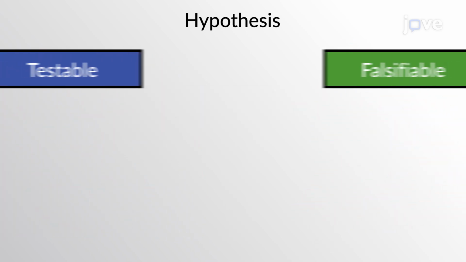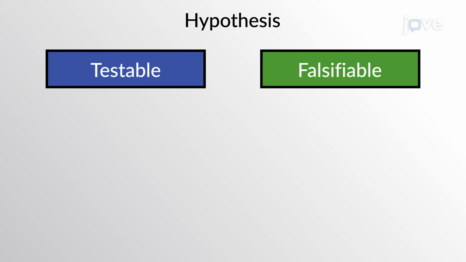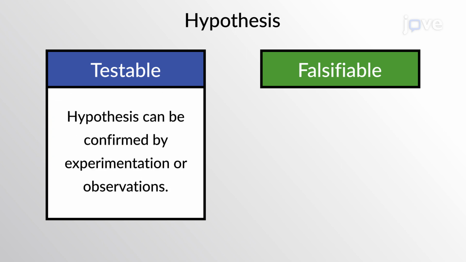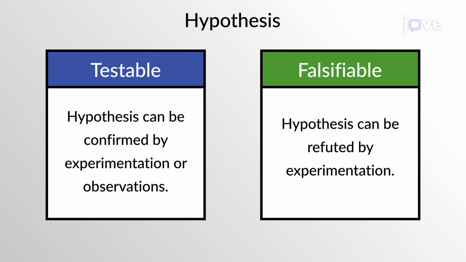A good hypothesis is also testable and falsifiable. A testable hypothesis is one that makes predictions that can be confirmed by experimentations or observations. It is falsifiable when it can be refuted by experimentation.